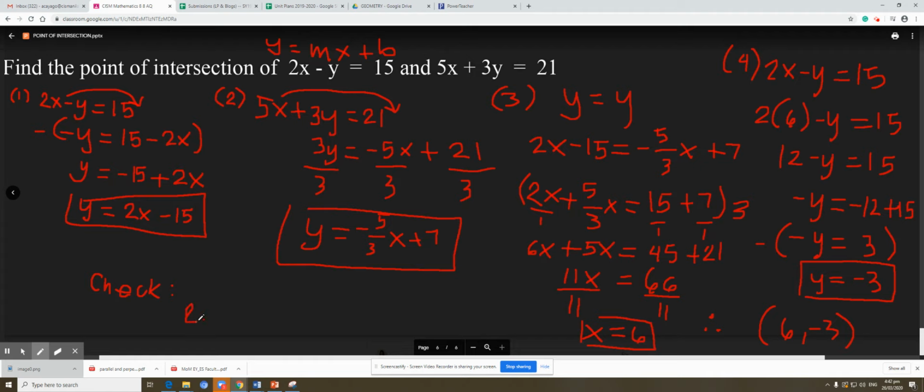So we'll have 2 times 6. 2 times 6 minus negative 3 is equal to 15. So we'll have 12 plus 3 is equal to 15. So 15 is equal to 15. So we have proven using the first equation that our answer is correct. You can also prove it using the other equation. So that's how we find the point of intersection.